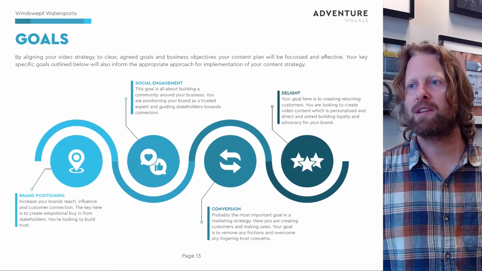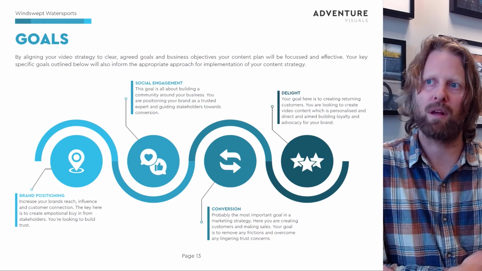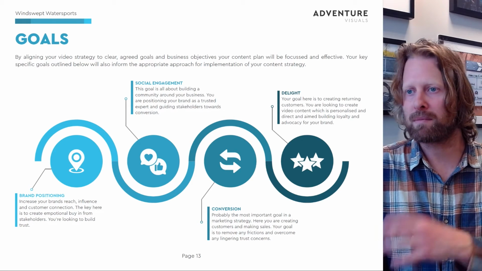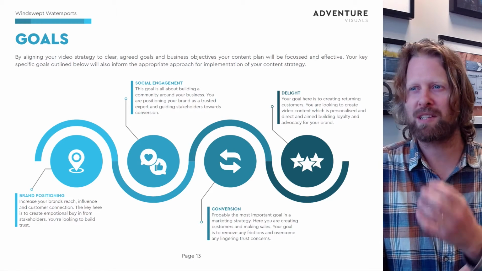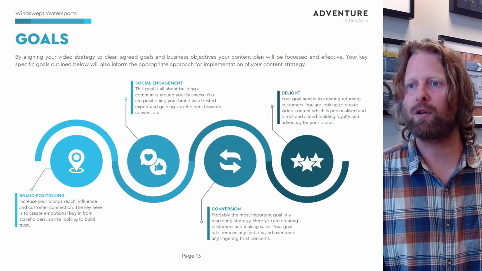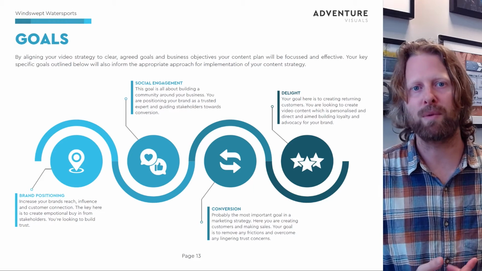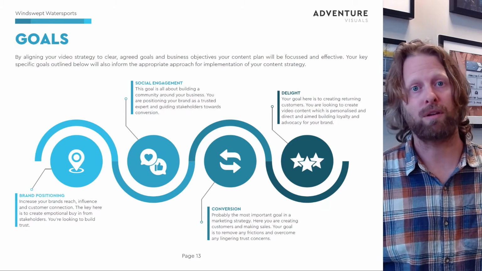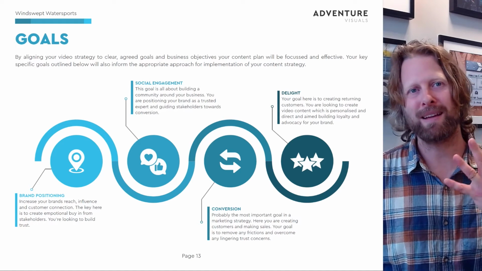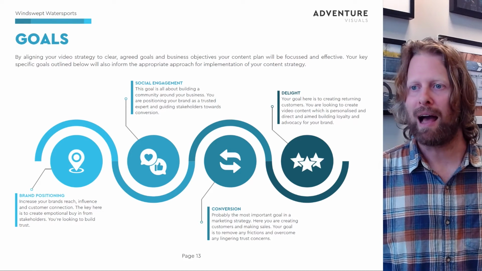So you can see on this page, we're starting off here with just a bit of an explanation in the document about aligning your goals to business objectives, and then looking at specific goals for each stage of the customer journey. So you've got four here. You've got brand positioning, which is kind of like the awareness stage. You've got social engagement, which is the kind of consideration stage. You've got the conversion, which is the conversion stage, and you've got the delight stage as well. So there's four places where you can really make an impact with your businesses.